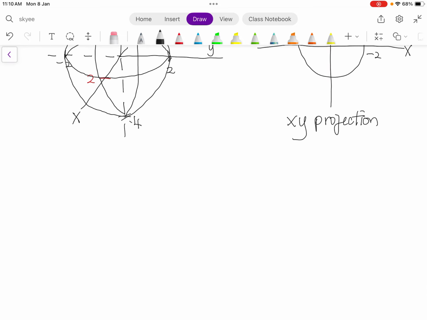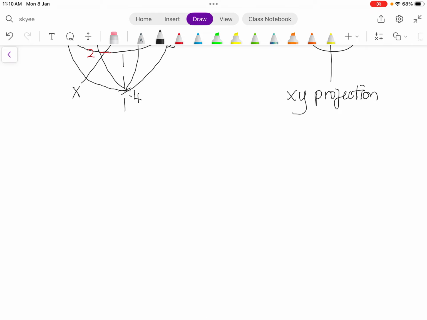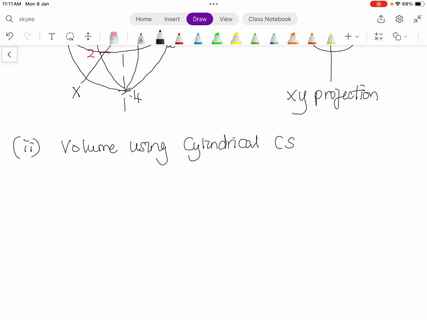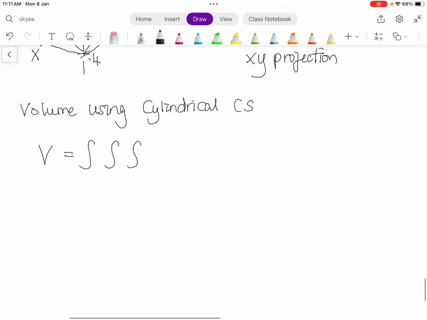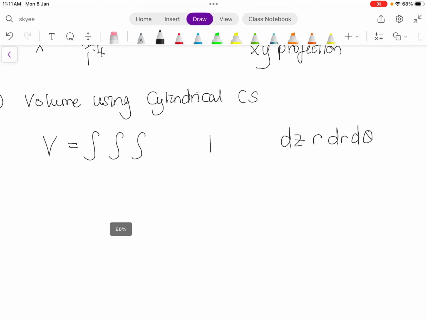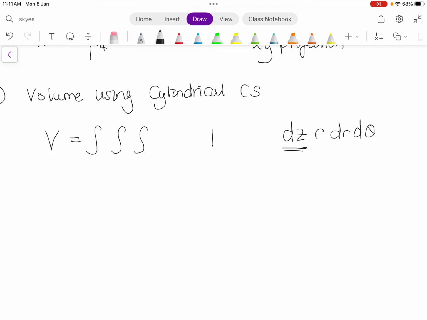Number 2 is to find the volume using the cylindrical coordinate system. So we look at the volume, so it will be a triple integral. If we use the cylindrical coordinate system, it will be dz, r, dr, and d theta. Here will be 1, right? So we need to know what will be the range for the dz.